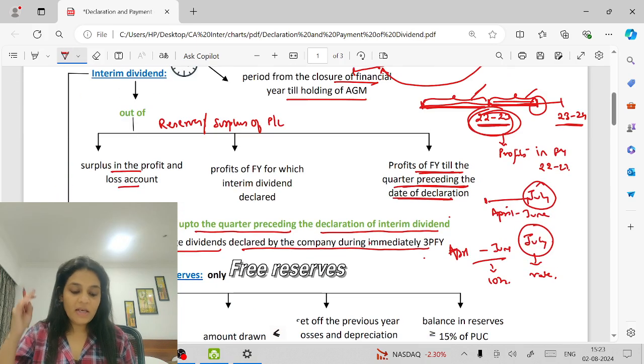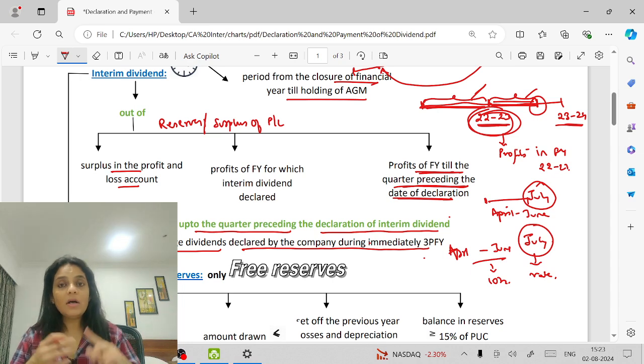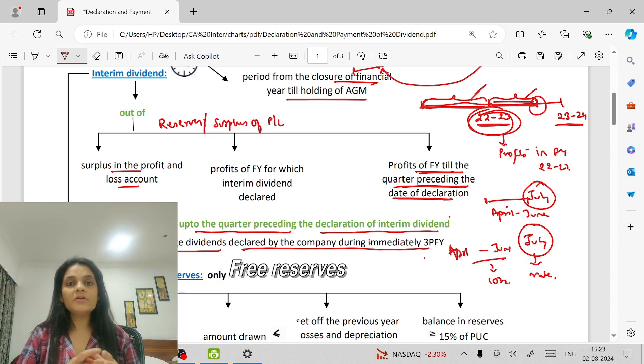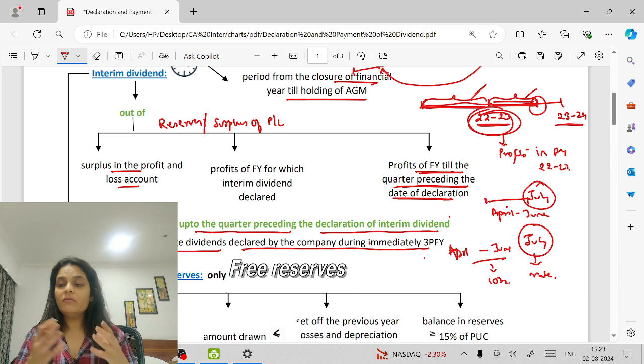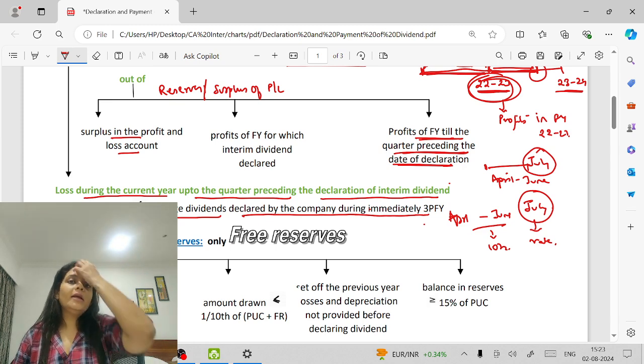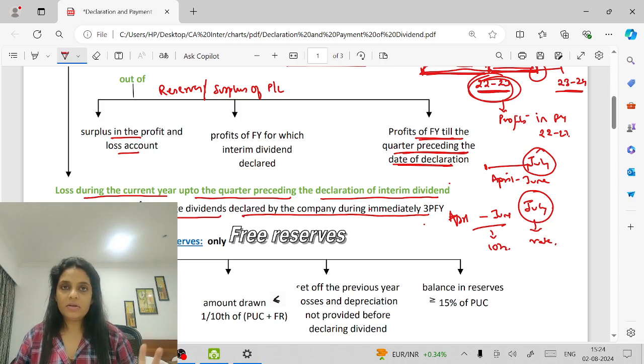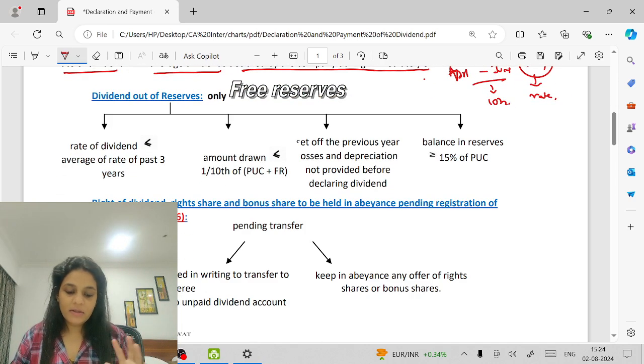So I repeat again, interim dividend is declared out of the surplus in the profit and loss, or out of the profits of the financial year, or out of the quarter immediately preceding the quarter in which the interim dividend has been declared. So profits of the immediately preceding quarter. If till the immediately preceding quarter the company has suffered any loss in the current year, then the rate of dividend cannot be more than the average of the rate of the dividend of the past 3 years. I hope till this point it is clear to everyone.